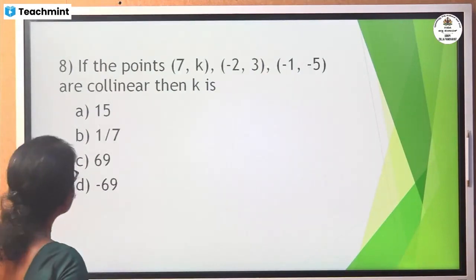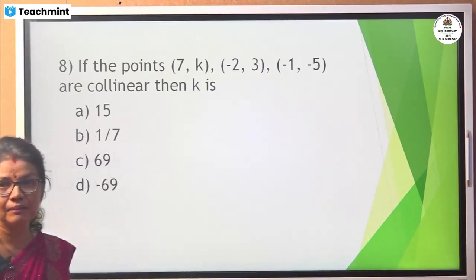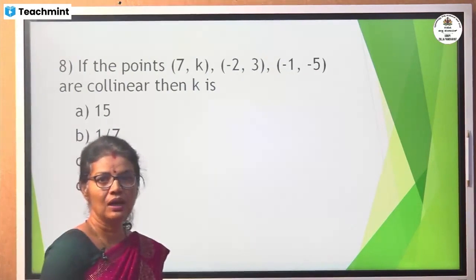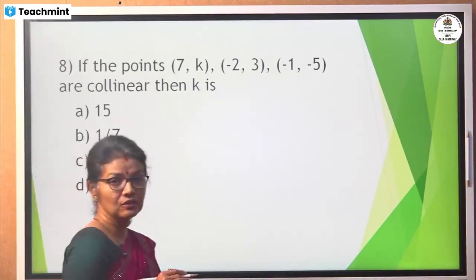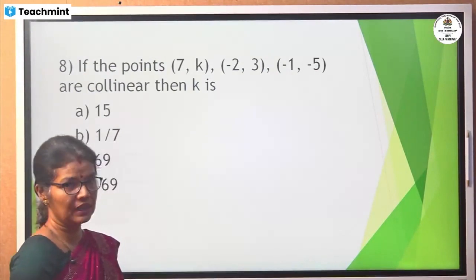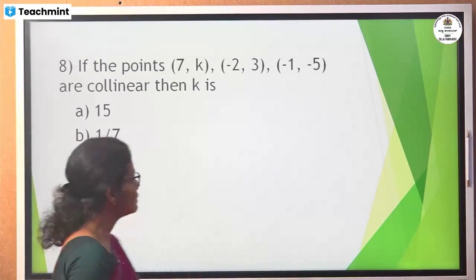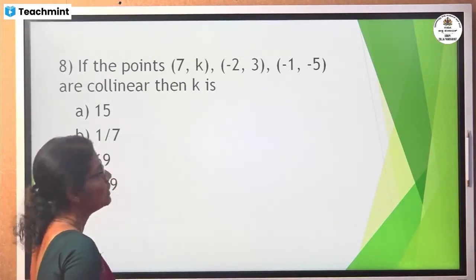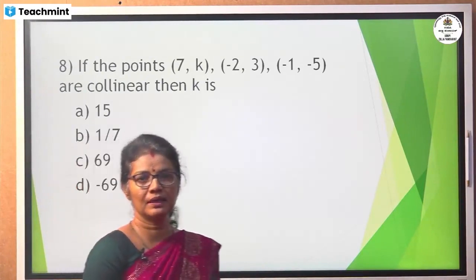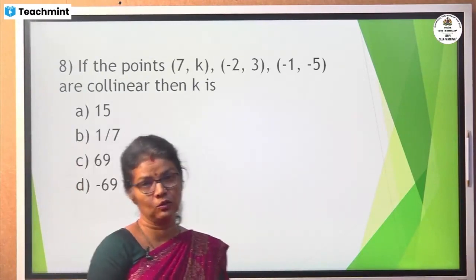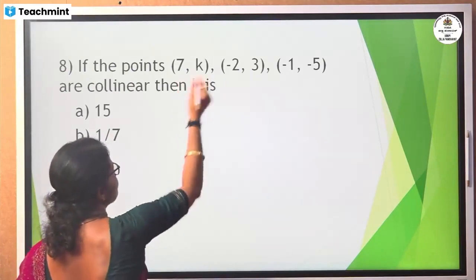If the points (7, k), (-2, 3), (-1, -5) are collinear, then k is. Here we are using the collinear concept. We can use the area of the triangle also. We can use slope also. So if we use the slope concept, when the 3 points are collinear, the slope of AB, slope of BC and slope of AC are equal. So I'll consider the slope of the first 2 points.